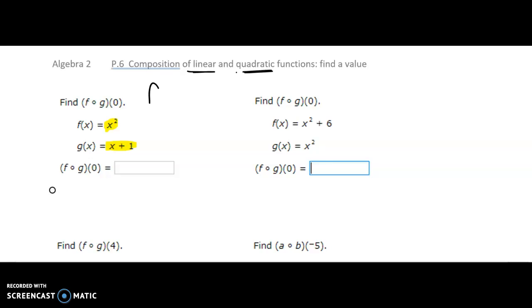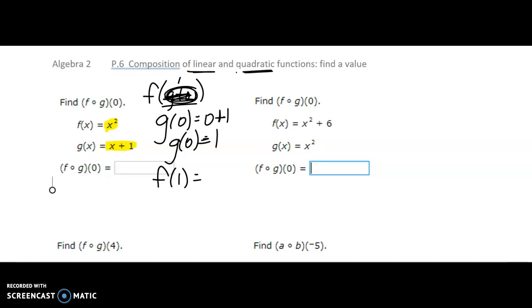So when it says f of g of 0, we're going to find g of 0 first. G of 0 equals 0 plus 1. G of 0 equals 1. Okay, so since g of 0 equals 1, then we're going to place 1 right there. And so it'd be x squared, which would be 1 squared, and 1 times 1 is 1.